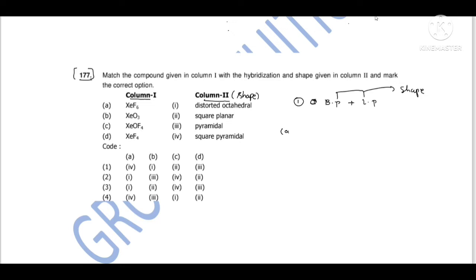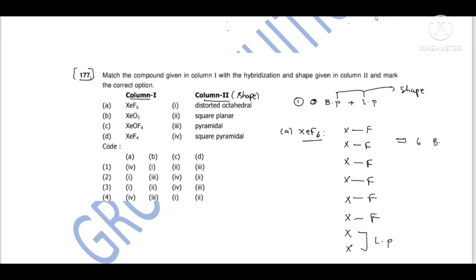I go with the first one, that is XeF6. We know that xenon belongs to group 18. It has 8 outermost electrons. Here 1, 2, 3, 4, 5, 6, 7 and 8. Xenon forms a bond with fluorine. Here 6 fluorines are bonded with xenon. We are left with one lone pair of electrons. We conclude that here 6 bond pairs are present and one lone pair is present.